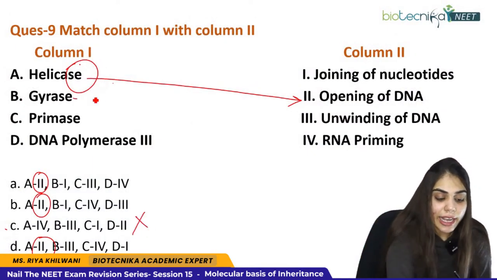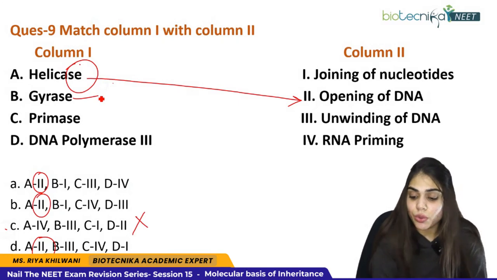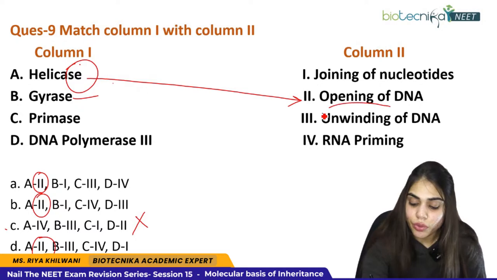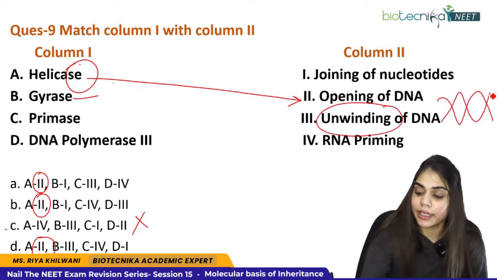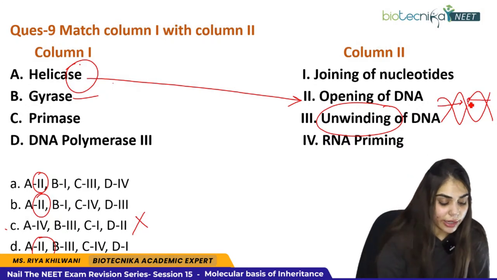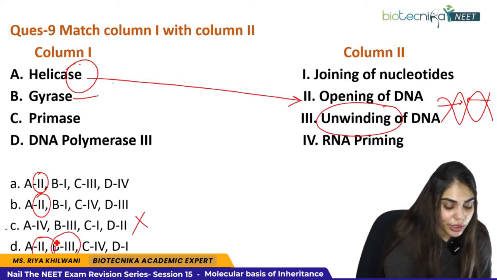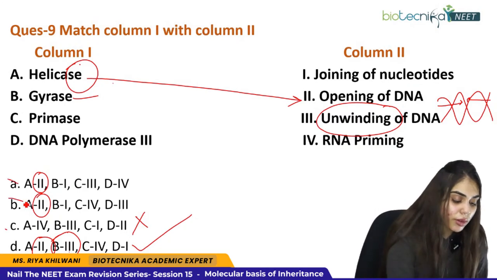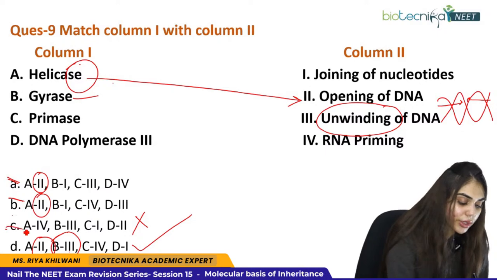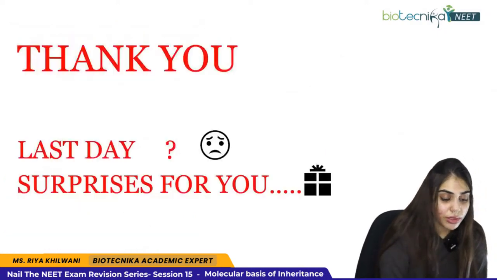Again, gyrase. Gyrase is used to release all the tensions. So what is it known for? It is known for unwinding of DNA, because it is releasing the tensions in the DNA. It will release all the tension and unwind. So B goes with option 3. And here you can find the third option with B only in option 4. So this option is right. So how you have to solve the question, I have already shown. This is a strategy for solving questions that you can apply to all the questions that are there.